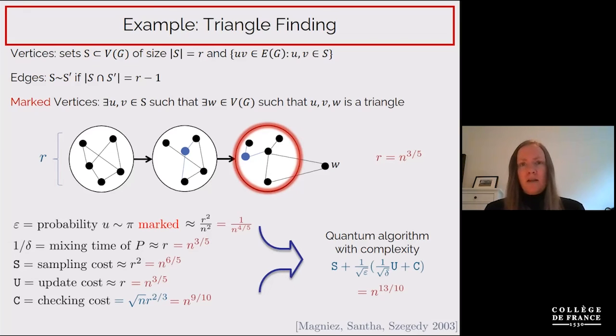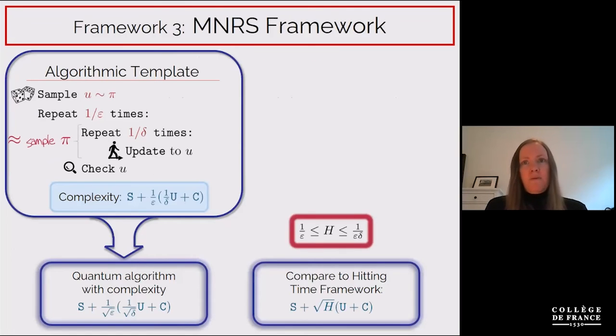The best known lower bound for triangle finding is n queries, and the best upper bound is n to the 1.25, which also uses a slightly more complicated quantum walk algorithm. Okay, so that was an example to illustrate how the MNRS framework can be better than the hitting time framework when checking is relatively expensive.